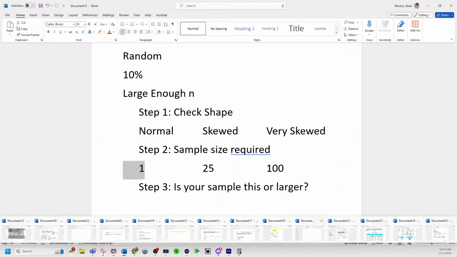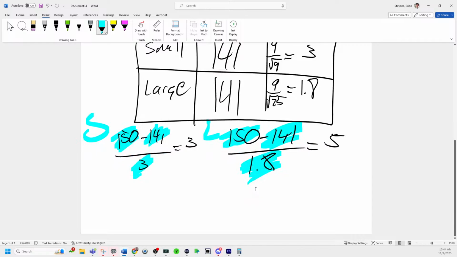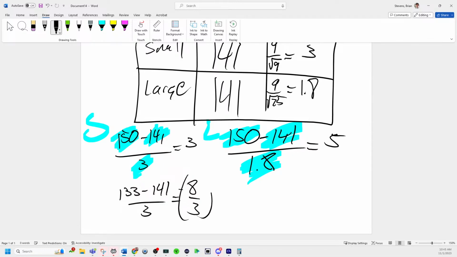Okay, so let's go and take that difference of 8 right here. It's 131. You don't include the negative when you do it. So it's going to be 133 minus 141 over 3, which is 8 over 3. It is negative, but we will take the negative away when we do it because we're just going to say how many standard deviations below. This is still a difference of 8 right here, and over the 1.8.